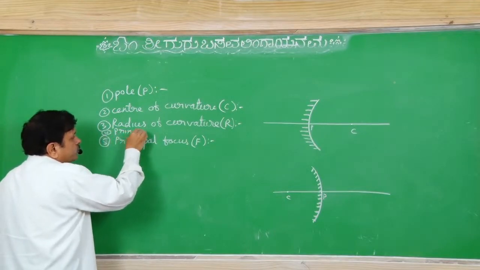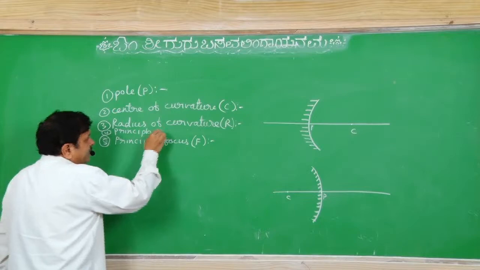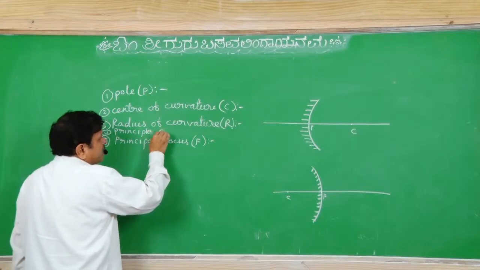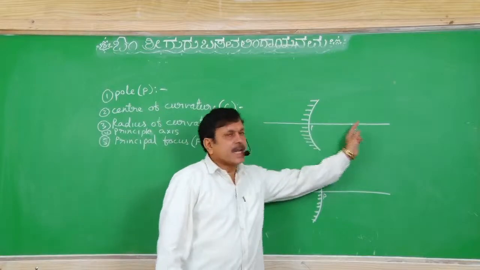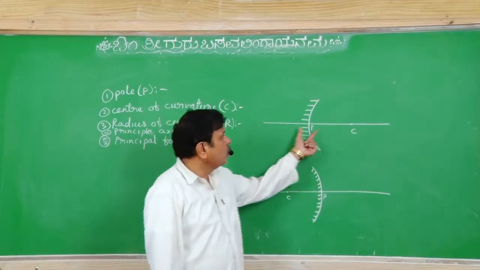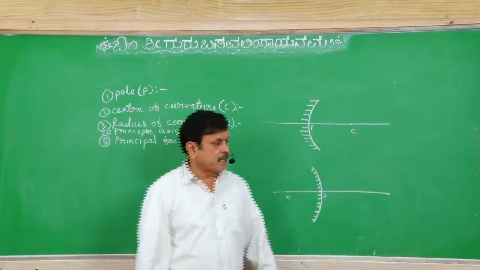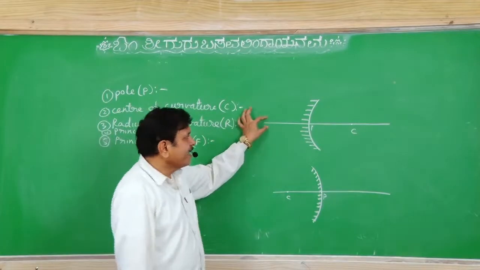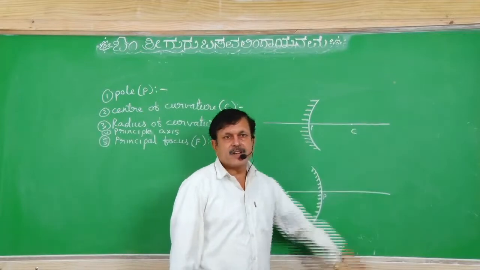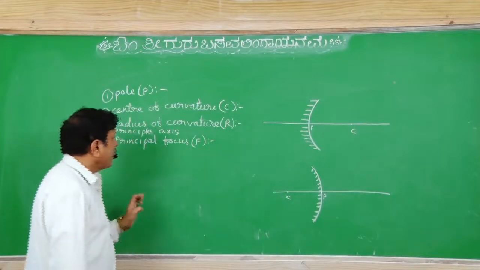Principal axis. This line itself, which is passing through the pole and center of curvature, is called the principal axis. Means a straight line passing through the pole and center of curvature is called the principal axis.